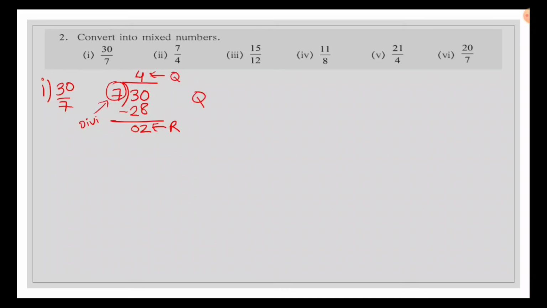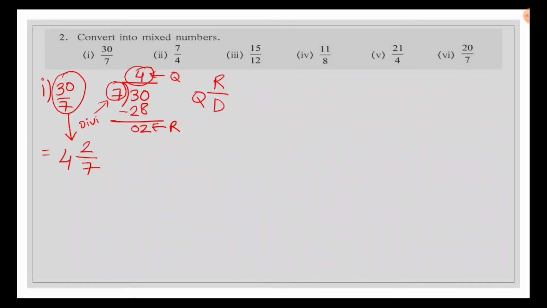Quotient is in between, then the remainder is in the numerator and the divisor is in the denominator. Okay, so what is our quotient? Quotient is our 4, so we will be writing like this: 4, remainder is 2 and divisor is 7. So this is an improper fraction and this is the mixed fraction for it. Okay, so this is how you have to solve it in your book also.